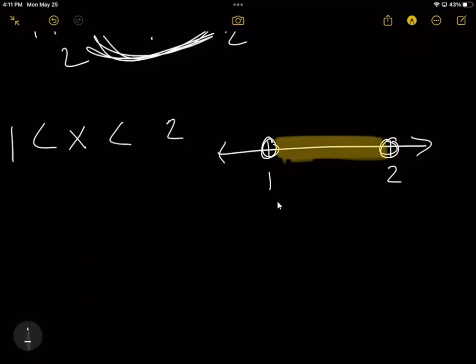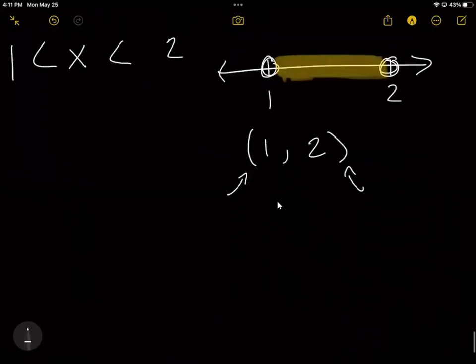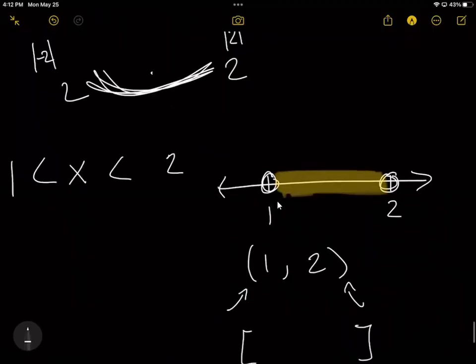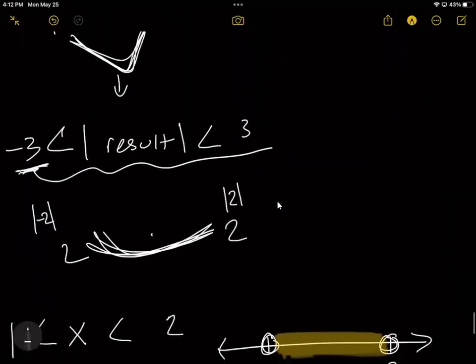And then my notation would say 1 to 2. We use parentheses when we don't include the endpoints. We use brackets when we do include the endpoints. Okay?